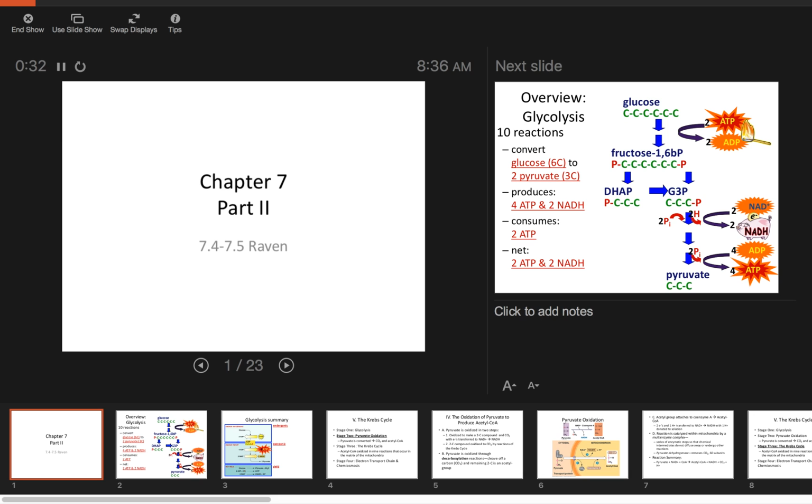Okay, so you've got to know, you don't need to know enzymes. You just got to know the molecules that go through the Krebs cycle.